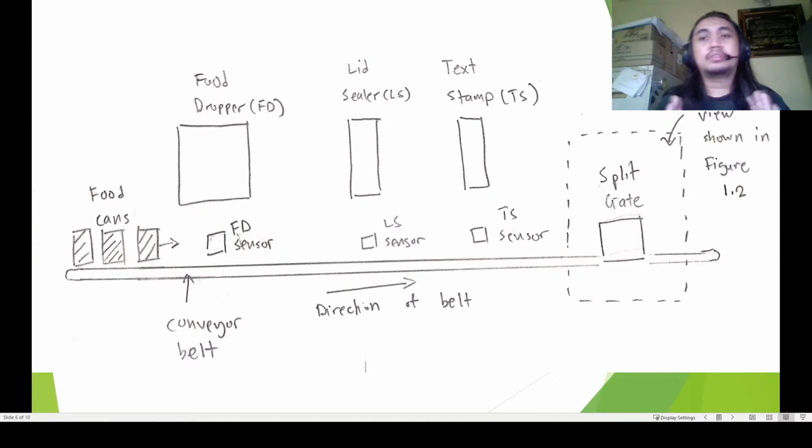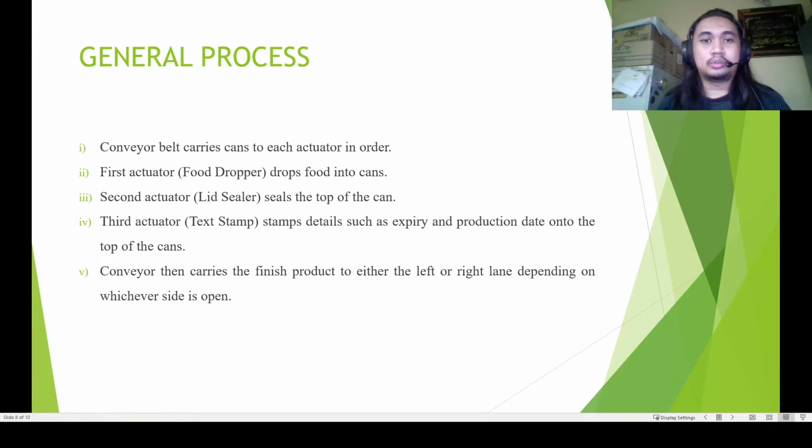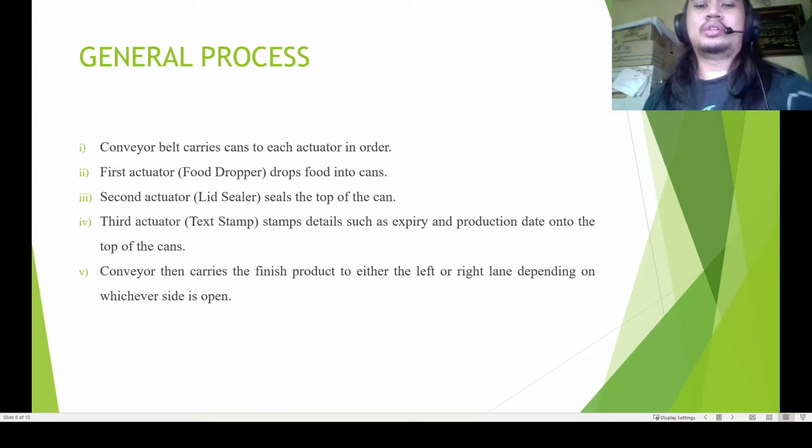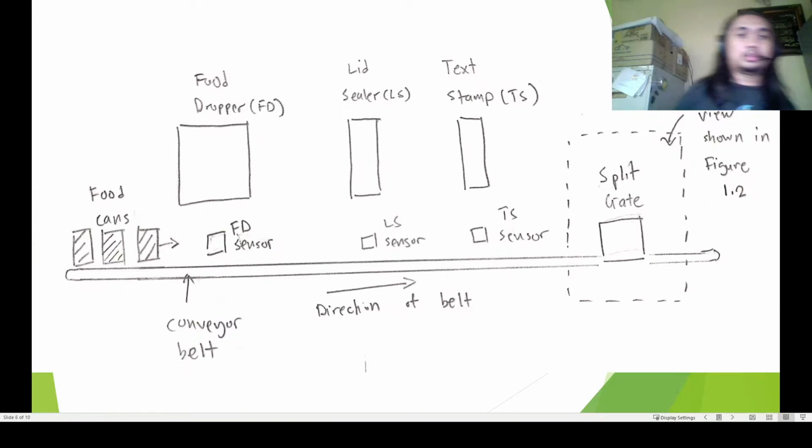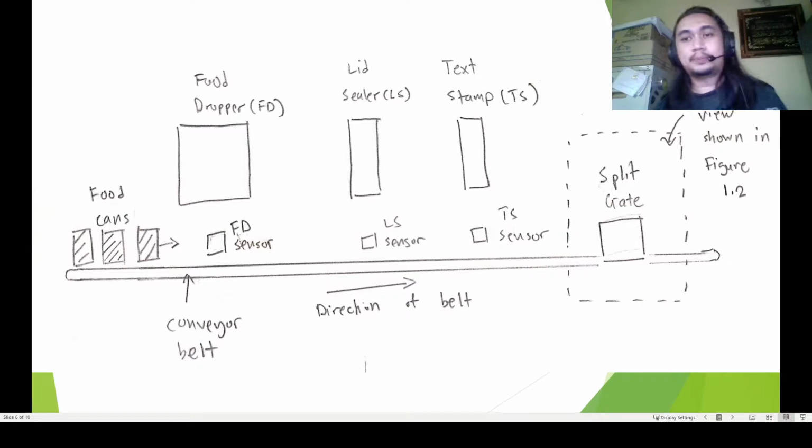Alright, so this is a rough sketch of my design. The general idea of this process is that the conveyor belt carries the food cans under the dropper, and then the conveyor belt moves it under the lid and seals it, and then it moves it under the tag stamp, which stamps it with details such as the expiry date and production date, and then it goes through the split gate here, which would distribute it between the supposedly packaging lines.